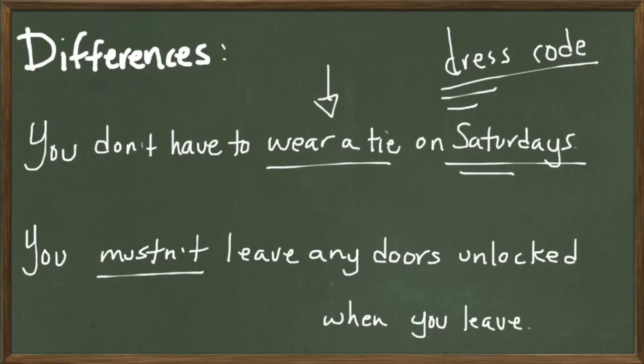However, if we say you mustn't leave any doors unlocked when you leave, if you use must not or mustn't, this means there's a prohibition. It's prohibited. It's not possible for you to do that. If you do it, there will be very bad consequences, like then again maybe losing your job or having problems with the boss.